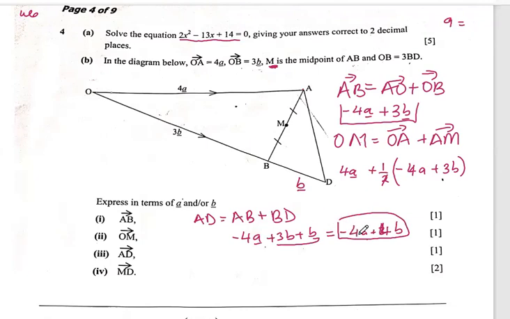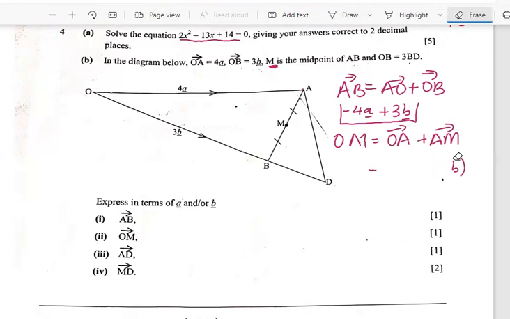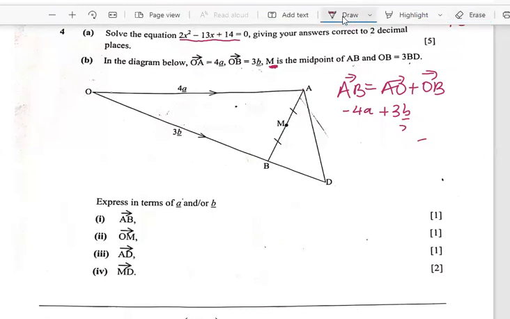Then we have MD. I think that is also very easy to work out. MD, how can we work it out? So don't forget here we have B. So we want MD here. So MD will be equal to MB plus BD. So MB, remember, again, we'll do the half of AB.